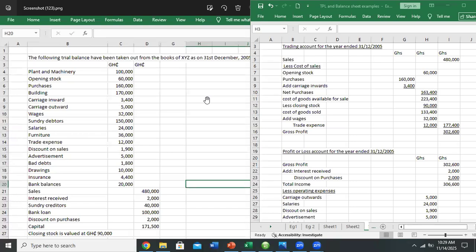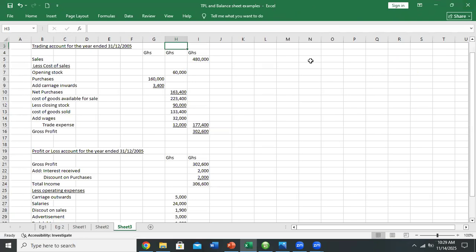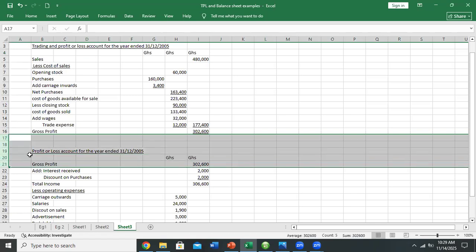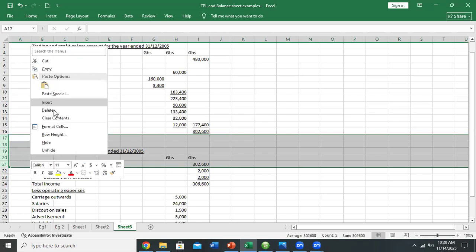Okay. Now I wanted to draw your attention that if the question had combined the two accounts, so the question would say prepare the trading and profit or loss account, professors, it would have been the same thing, just that your heading would have been trading and profit or loss account for the year ended 31st December 2005. And then right after getting your gross profit, you would have continued to add the other income like this. So let me demonstrate that to you.